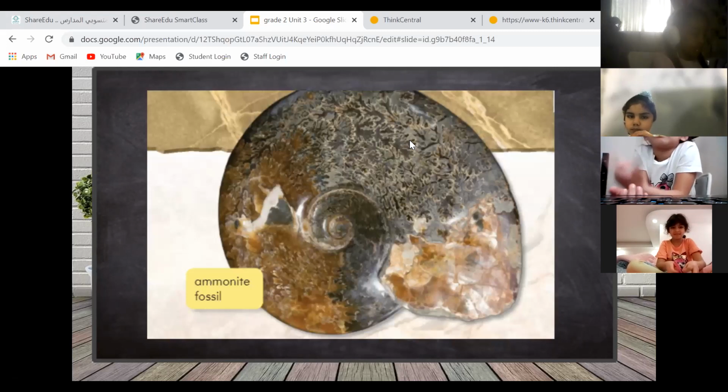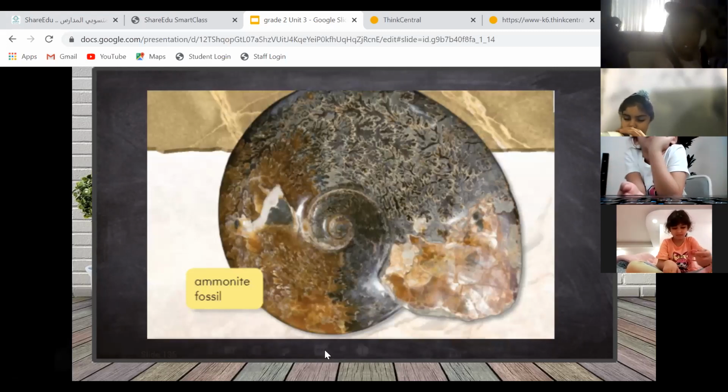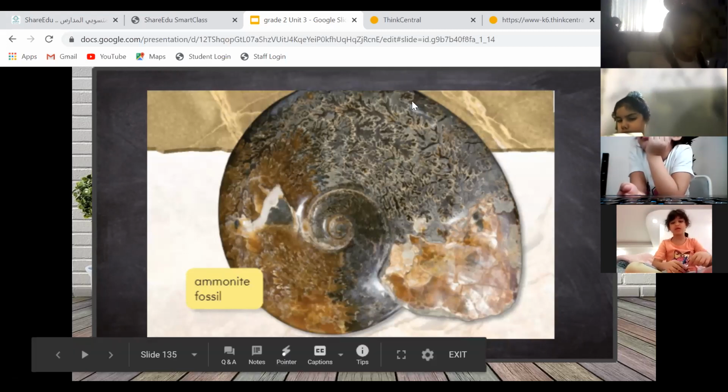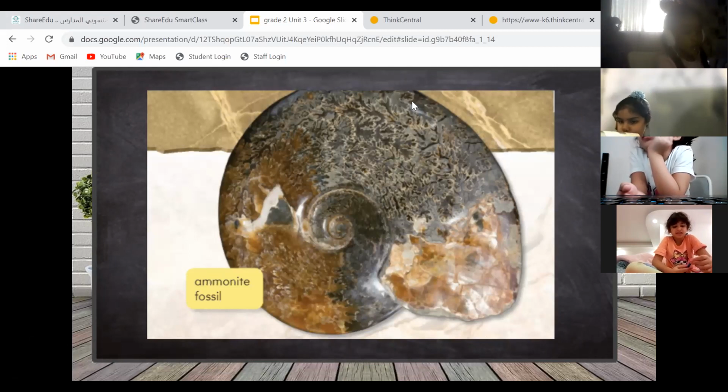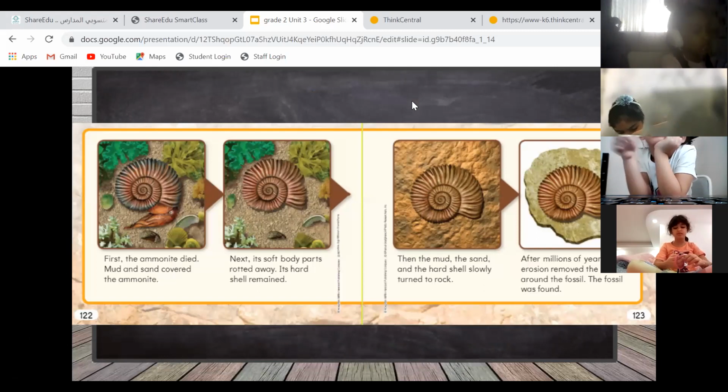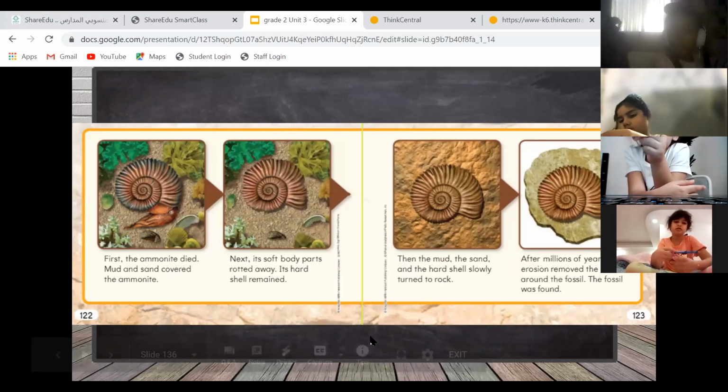Look at this ammonite fossil. This is an ammonite. What is this, guys? This is an ammonite. It turned to a fossil. Now we are going to learn how it turned to a fossil. First of all, guys, can you look here? It's on page 122.